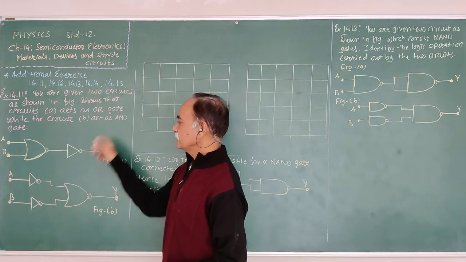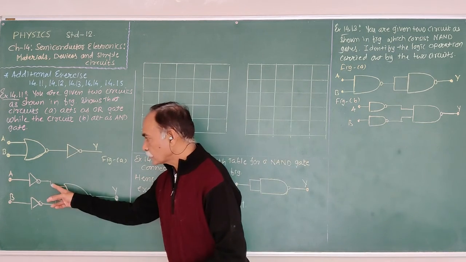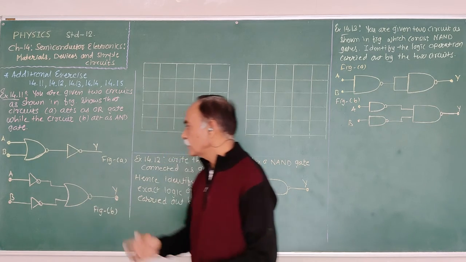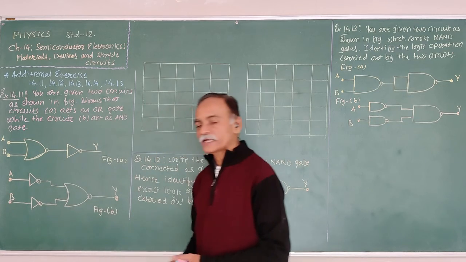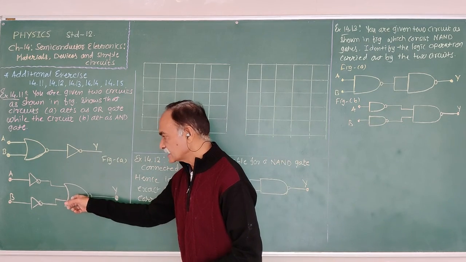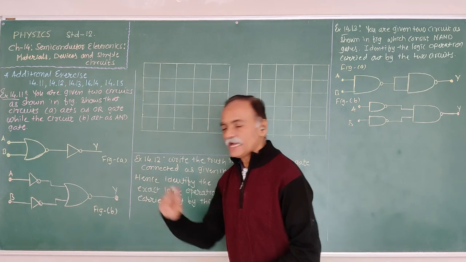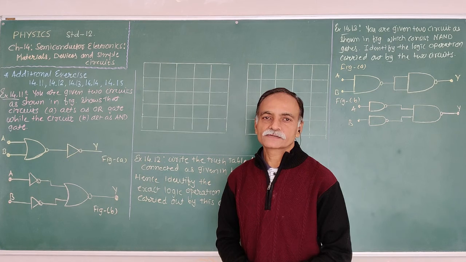Now in B, a circuit is given. Here the inputs are given to two NOT gates, and the outputs of the two NOT gates are given as the input of a NOR gate. Now this circuit acts as the AND gate. We have to prove it.